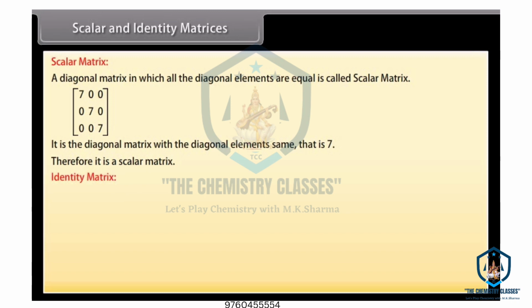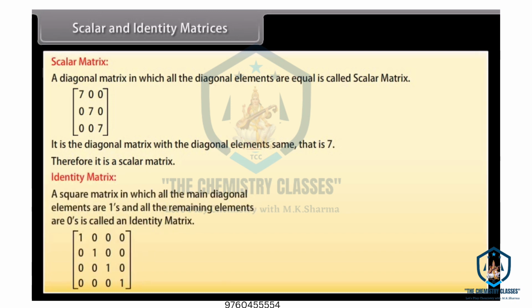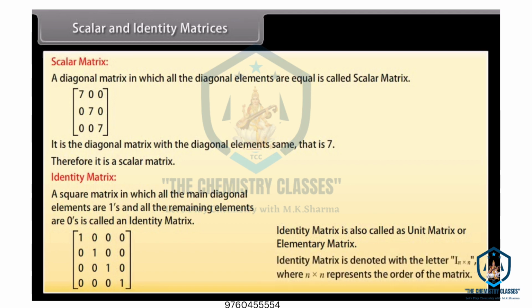Identity matrix. A square matrix in which all the main diagonal elements are ones and all the remaining elements are zeros is called an identity matrix. Identity matrix is also called as unit matrix or elementary matrix. Identity matrix is denoted with the letter I n by n, where n by n represents the order of the matrix.